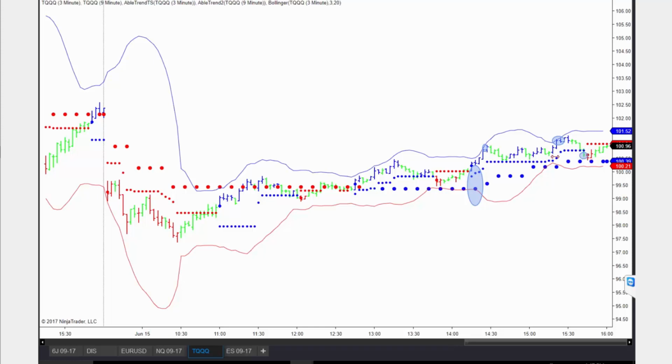Price goes under the blue dot, and it goes down to the second lower row of blue dots. Now, but here's like a perfect no trade zone. It's a good thing we didn't. It went up. The beauty of AbleTrend is you get so many less losing trades than every other system.